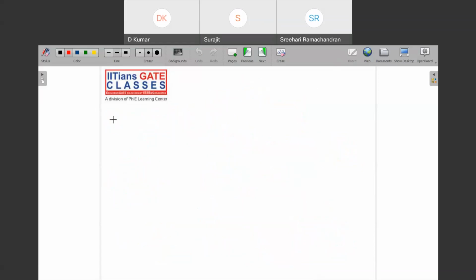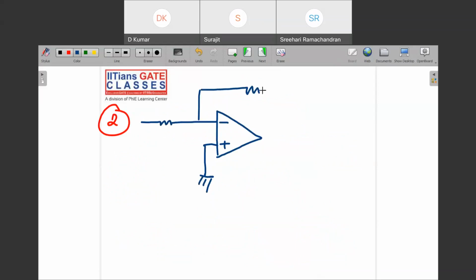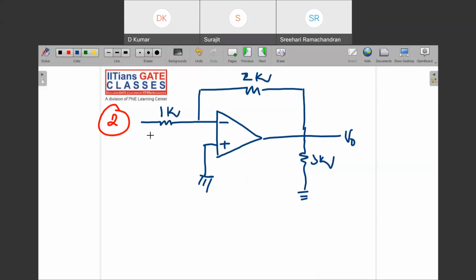The next problem I'm going to take, you can note down here. See how I'm solving the problem, and you have to learn mainly the problem solving technique. This is a resistance here, and there is again one resistance, and here one more resistance. Yesterday I solved this problem just for Sri Hari, and I'm solving it again. V naught, this is 2K, and this is 1K, and here one source is connected, that is 2 sine t.